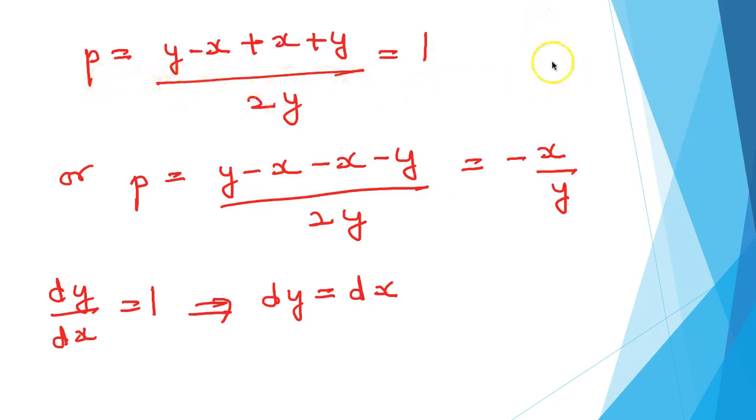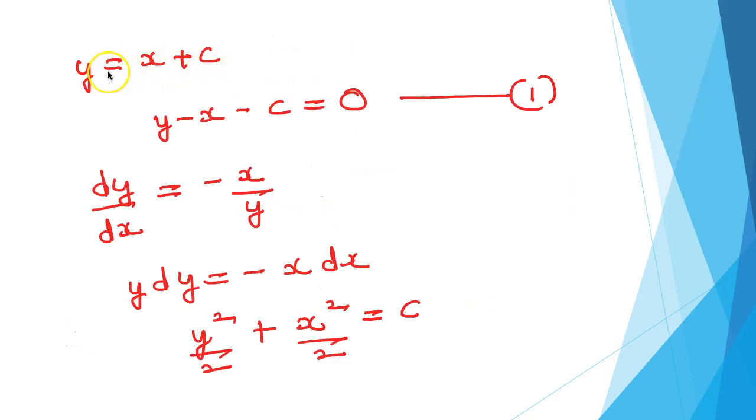So coming to the first case, p is dy by dx. So dy by dx is 1. So what happens here? You get dy is equal to dx. Integrating, we get y equal to x plus c. When you take all the terms to one side, what do you get? y minus x minus c equal to 0.